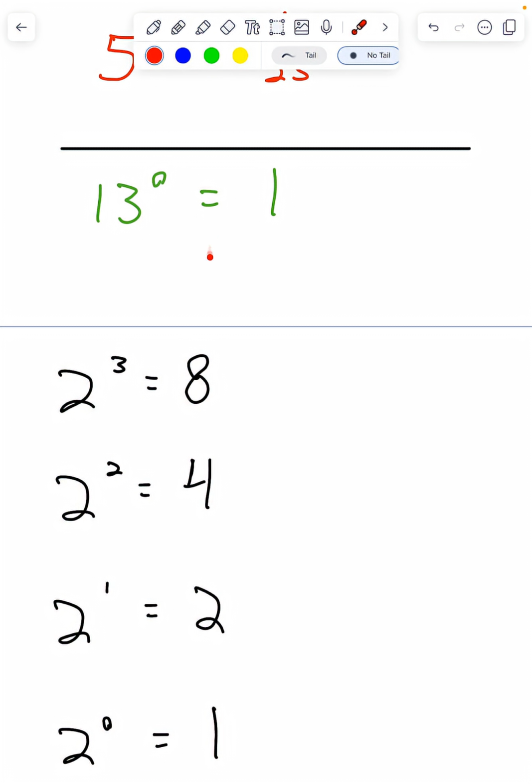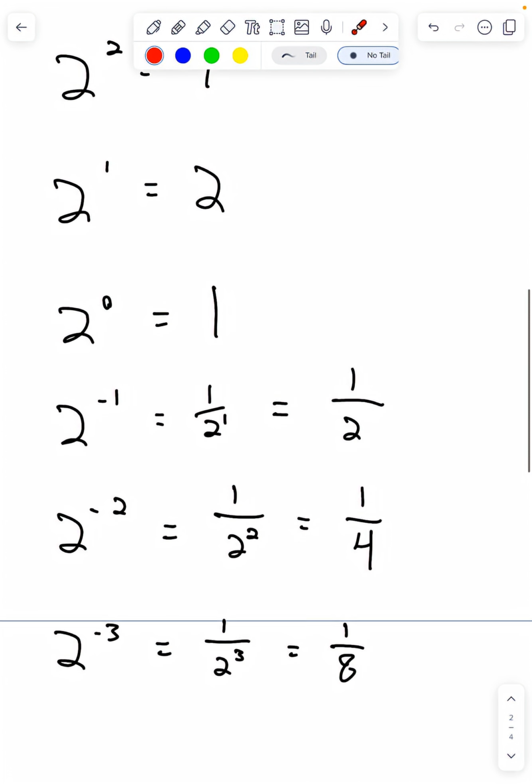So naturally, it makes sense if I'm going up in power, I multiply by my base here, but if I'm going backwards or dropping a power, then I should be dividing by 2. 8 divided by 2 is 4, divided by 2 is 2, divided by 2 is 1. So this follows the pattern. 2 to the power of 0 should be 1. What about negative powers? Well, let's keep going.